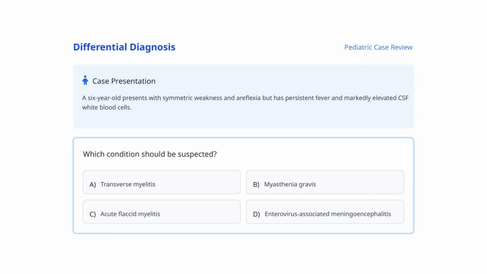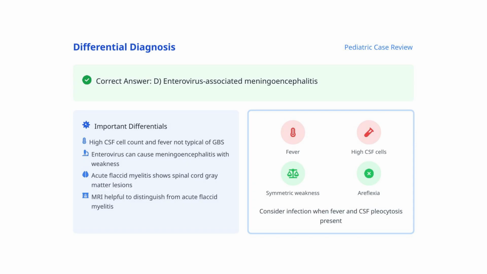A 6-year-old presents with symmetric weakness and areflexia, but has persistent fever and markedly elevated cerebrospinal fluid white blood cells. Which condition should be suspected? Is it A, transverse myelitis, B, myasthenia gravis, C, acute flaccid myelitis, or D, enterovirus-associated meningoencephalitis? The correct answer is D, enterovirus-associated meningoencephalitis.